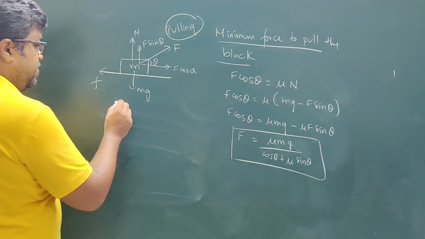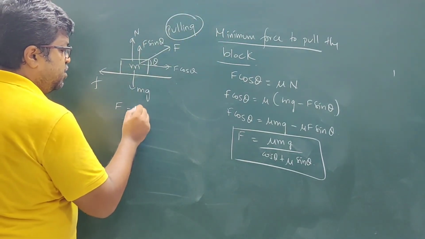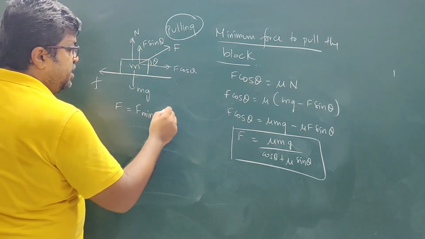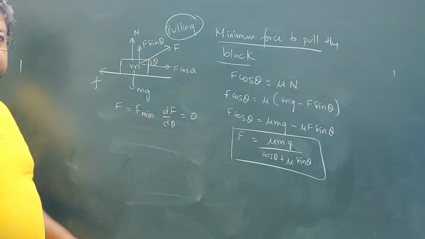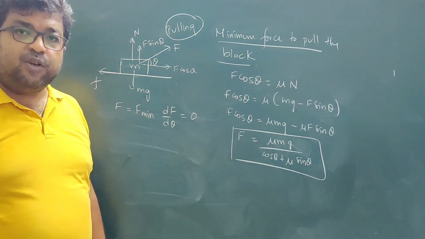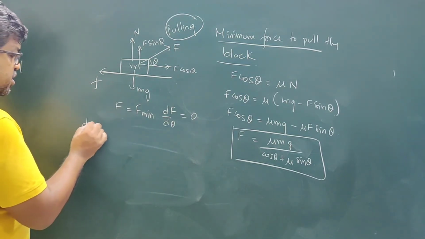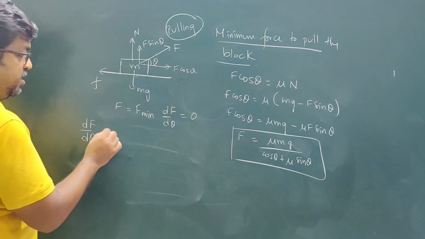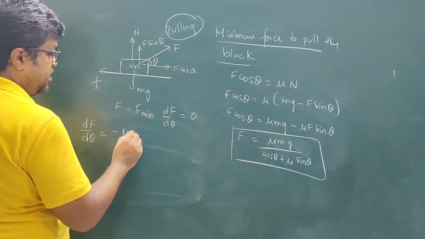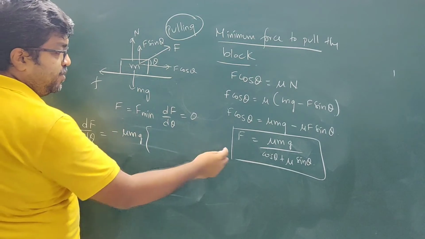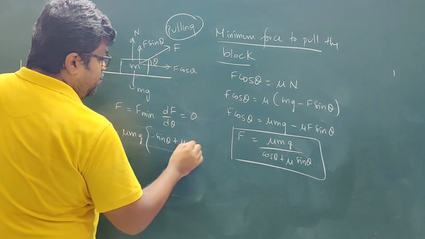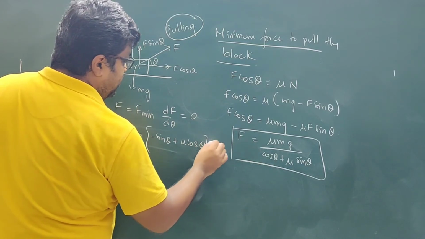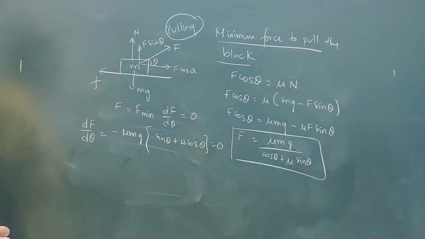For minimum f, that is f equal to f minimum, df by d theta should be equal to 0. At maxima and minima, the slope becomes 0. Correct? So let us find the value of this df by d theta. So this is minus mu mg, this is cos theta becomes minus sin theta plus mu cos theta is equal to 0.